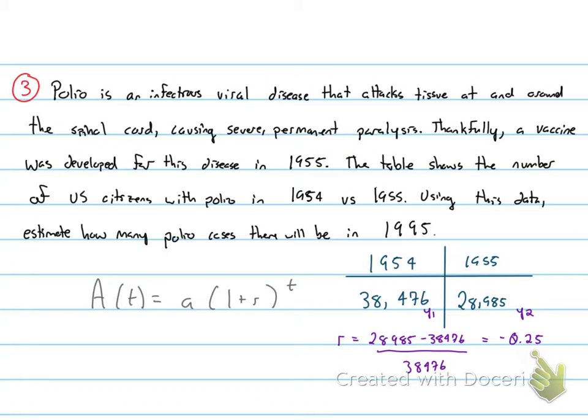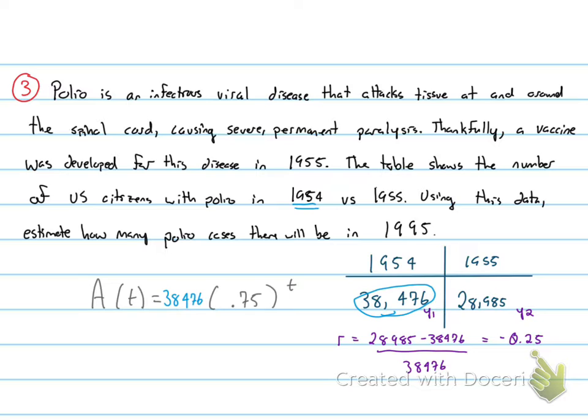Negative 0.25 makes sense because, again, I distributed a vaccine, so the number of cases are going to go down. I plug that in for r, so my base value here is 0.75. So notice here this represents decay. I have a number between 0 and 1. I'm good to go to move on. Now I'm starting my data in 1954, so I'm going to use that 38,000 number as my initial amount here. So again, this is initial in the sense that this is where I'm starting my data. So I'm going to plug in 38,476 for a.